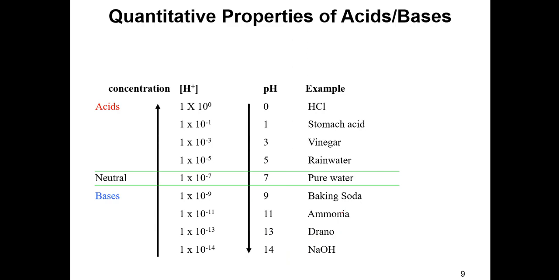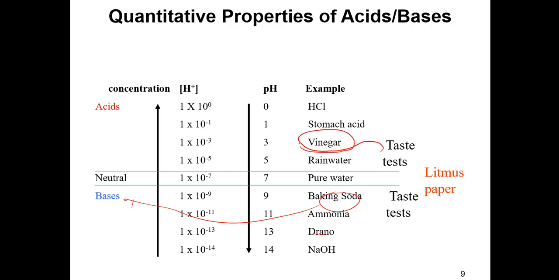So make sure you know the relationships between molarity and pH. You can also do taste tests. Wouldn't do it with Drano, that would be awkward. But if something is bitter, such as baking soda, it's going to be basic. If something is sour, such as vinegar, then it's going to be acidic. So if you drink a soda, for example, that tends to be highly acidic, so it has a sour taste.